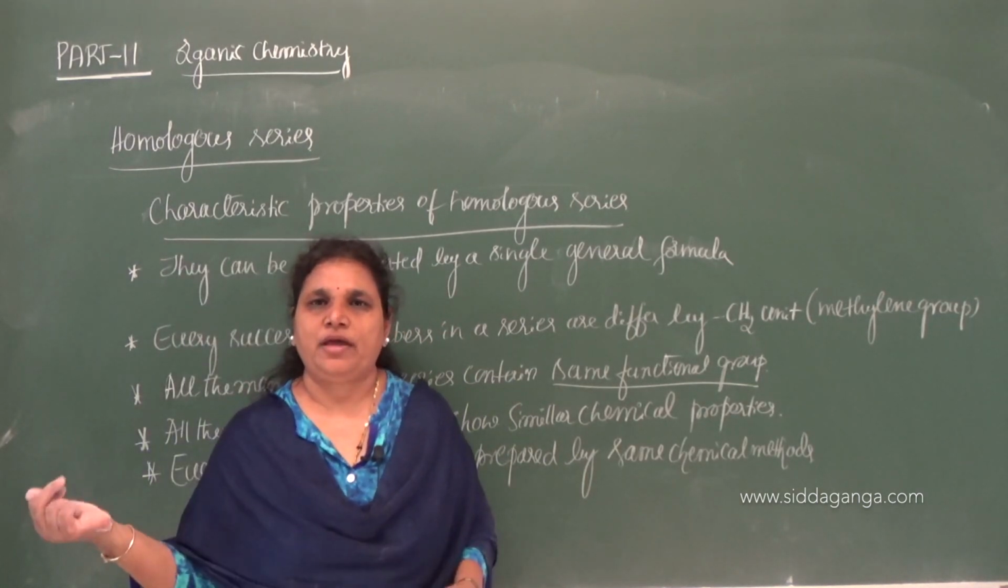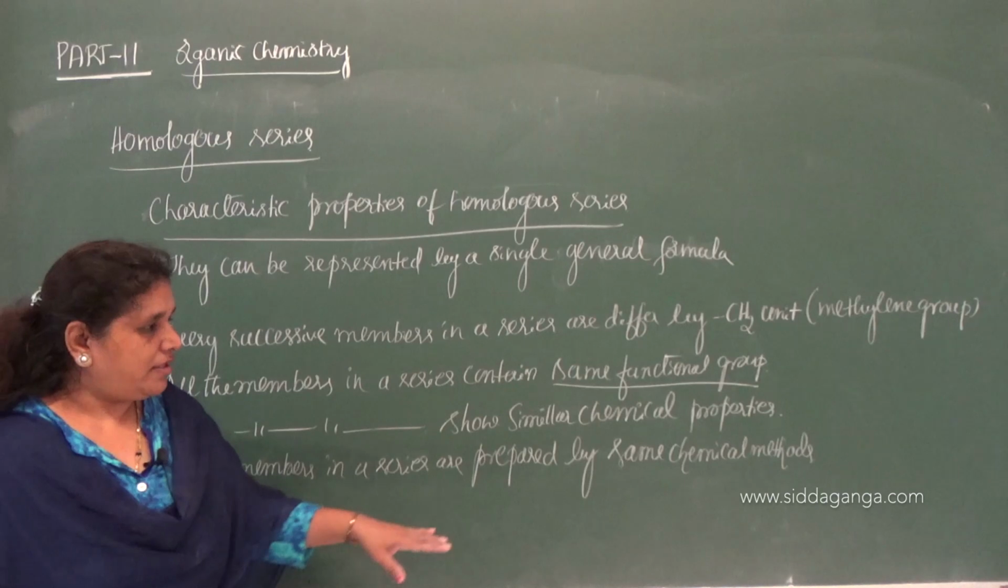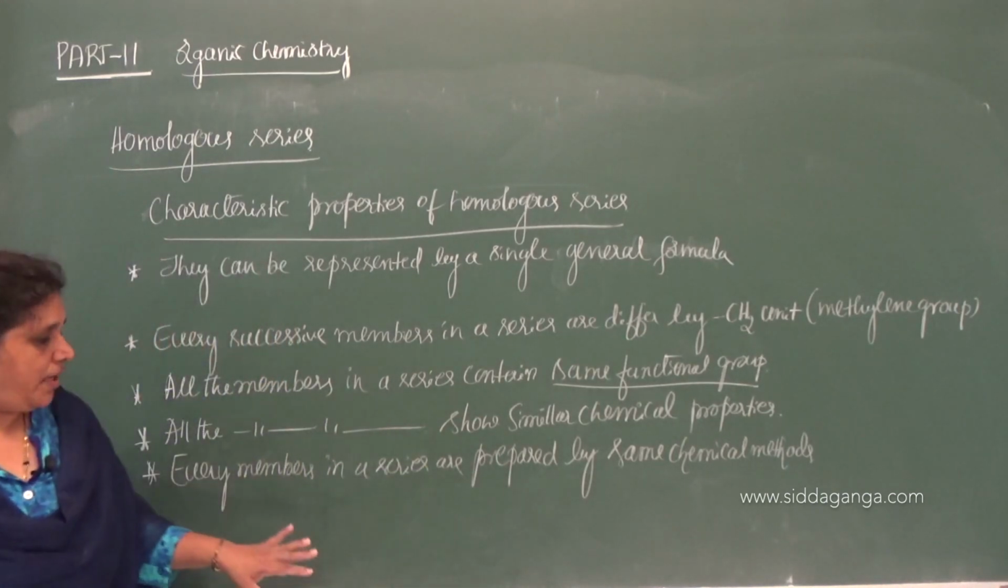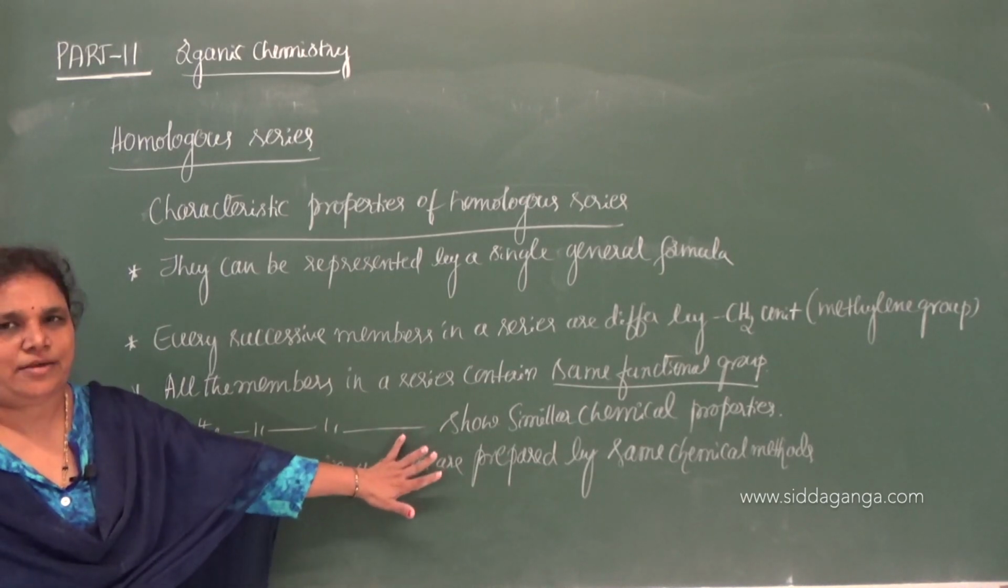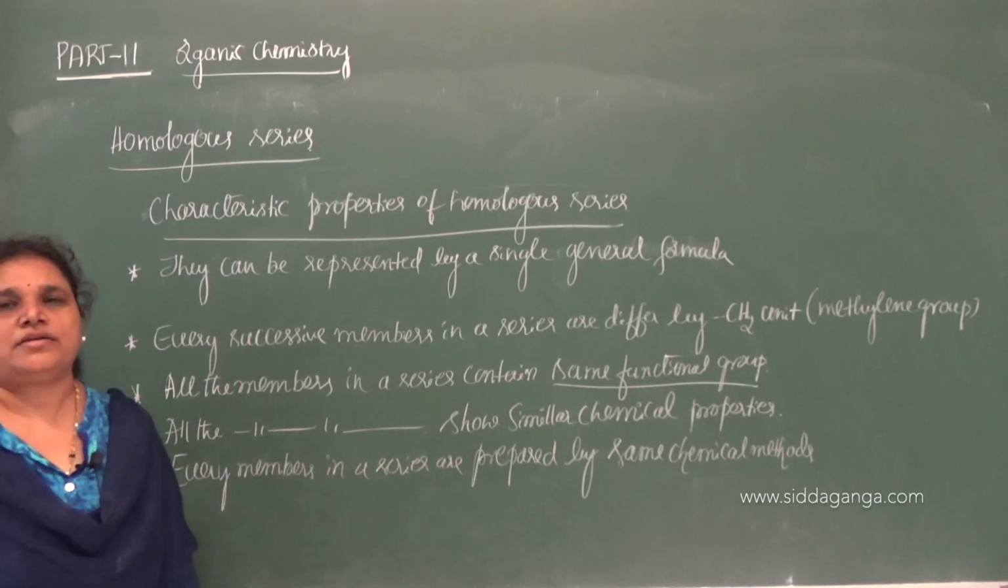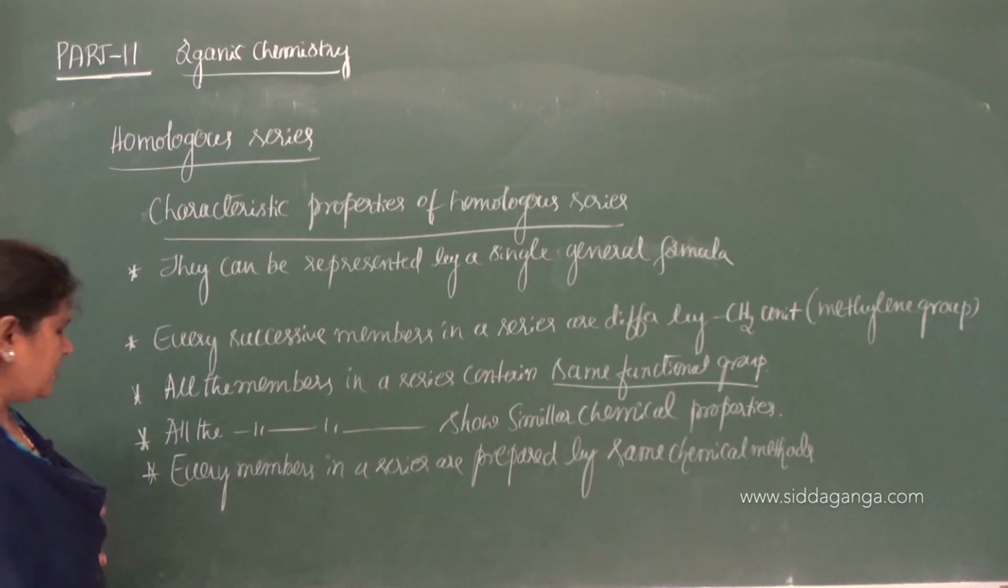same method to prepare ethane. So chemical methods which are used for the preparation of members in a series are almost same. So this is one more important characteristic property of homologous series.